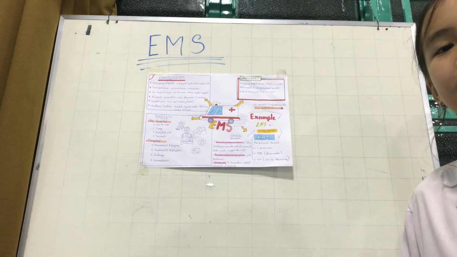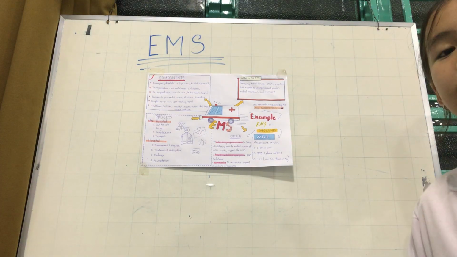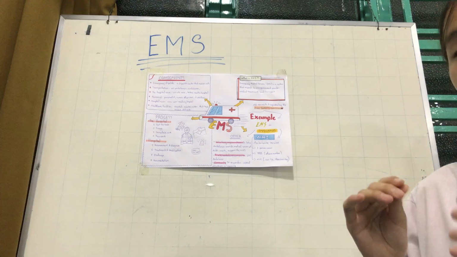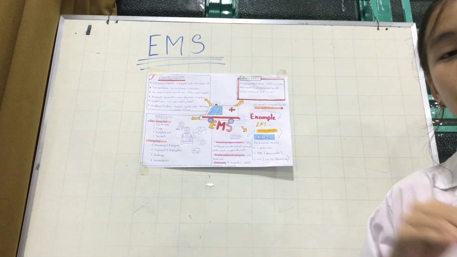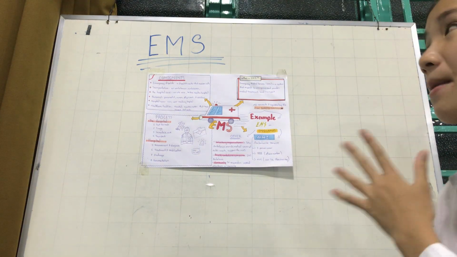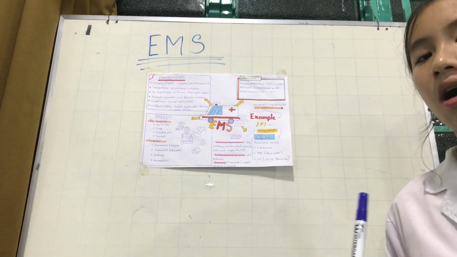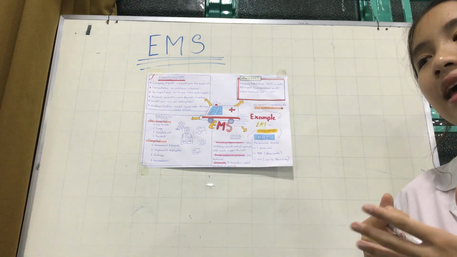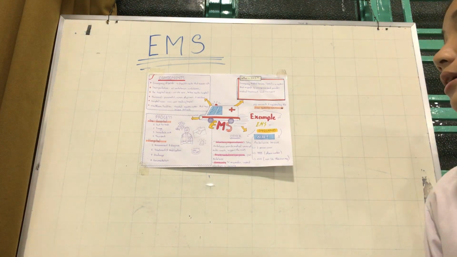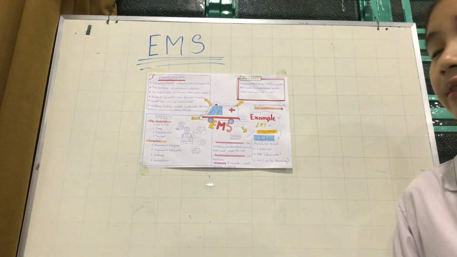Now, what is EMS? EMS is Emergency Medical Services, and it is a system that responds to emergencies, specifically medical emergencies, and provides medical treatments and transport for that patient. So that's basically what EMS is. Think of an ambulance. That's the thing that pops up first when the word EMS comes to mind. So EMS is an abbreviation of Emergency Medical Services.